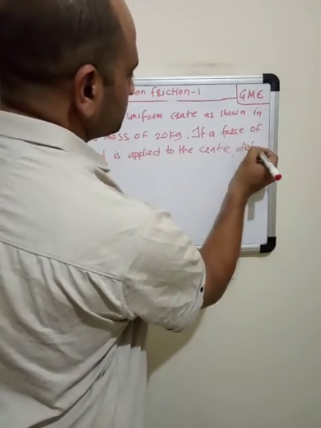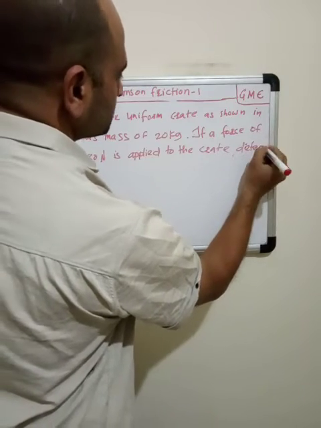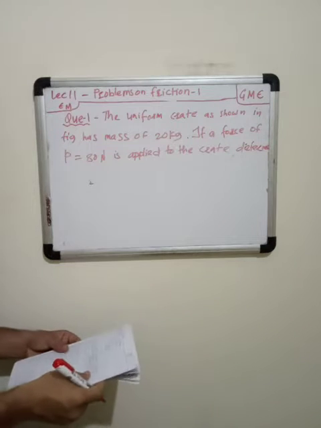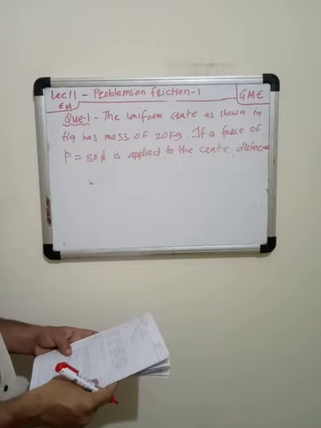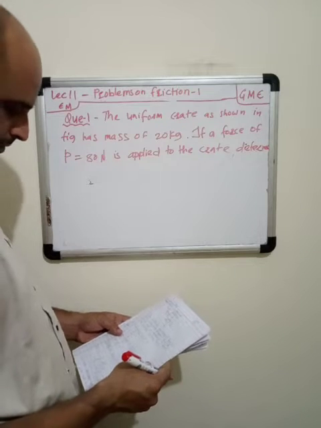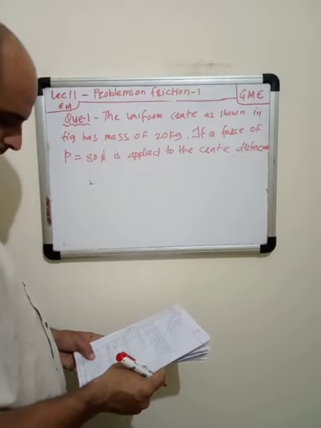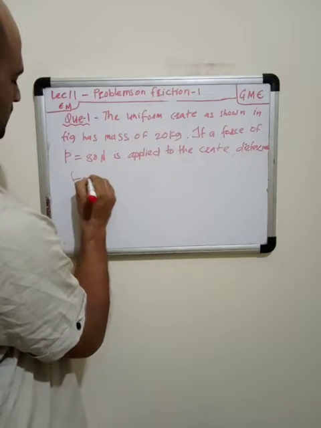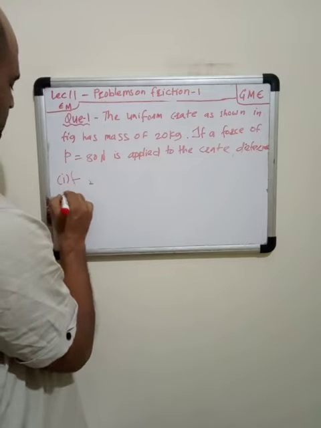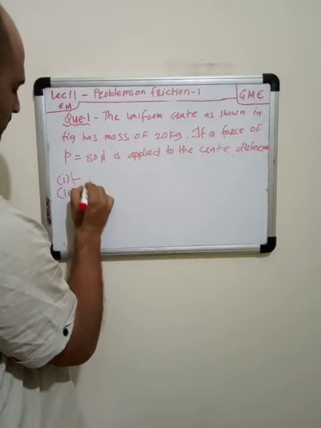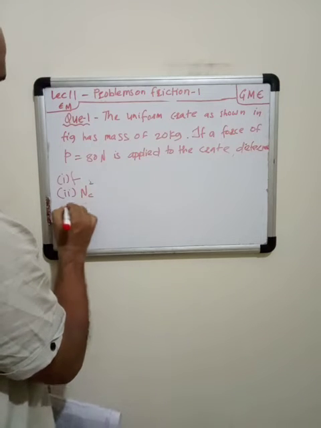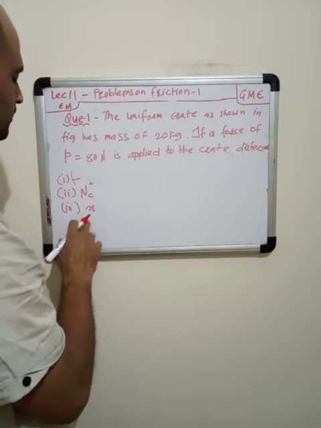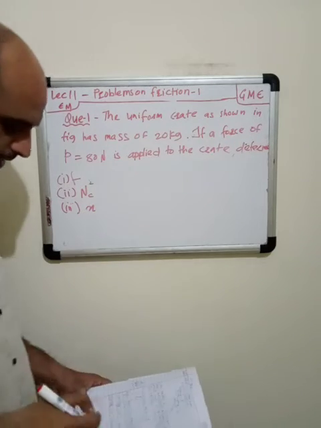determine the friction force on it. One thing, we have to determine the friction force. Second, we have to determine the normal force. And where is this normal force acting? This distance x we have to determine. Okay, these three things we have to determine.